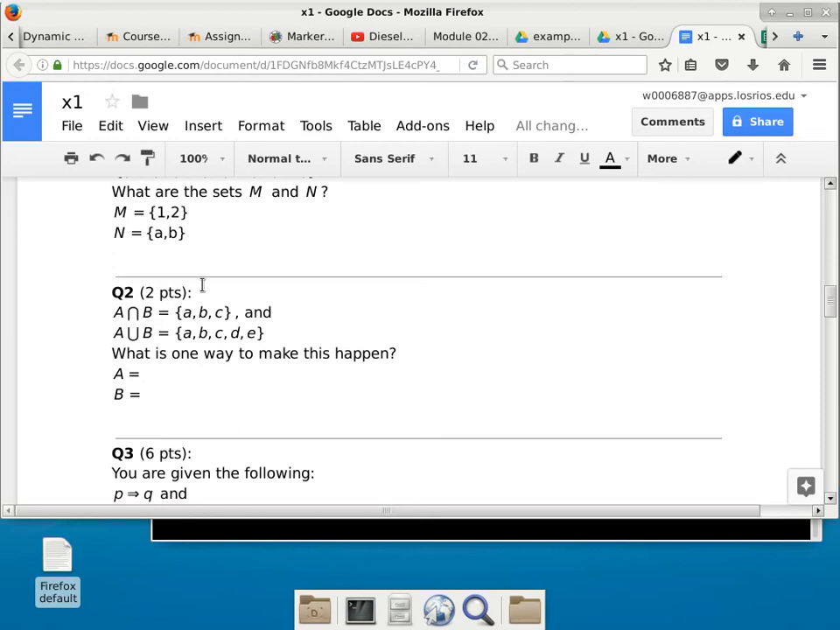Yep. So the easiest one is just A is A, B, C, because the intersection of A and B are the elements that are common to both of those sets. And then the union would include all the elements of both sets. So this is the easiest answer.